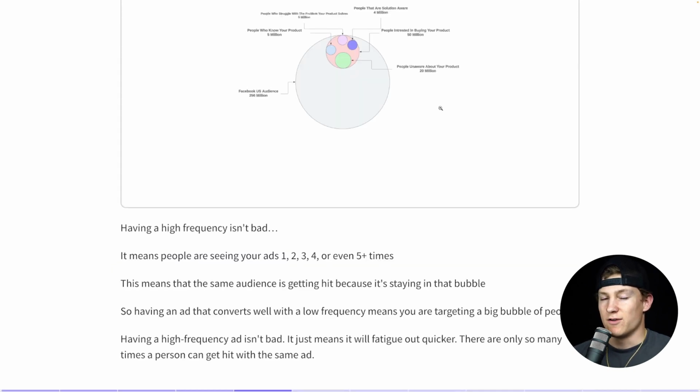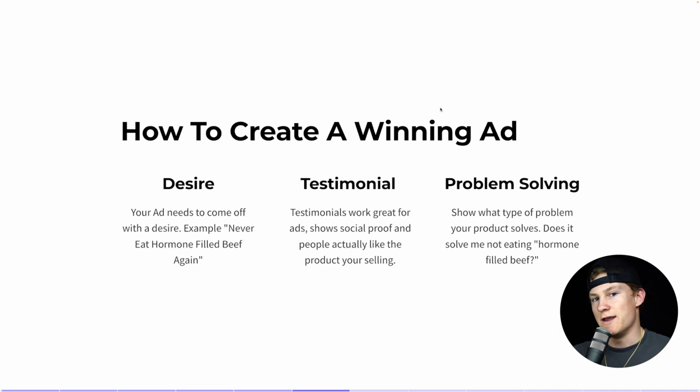So like we talked about, having a high frequency isn't actually a bad thing. It just means that people are seeing your ad more than once, causing it to fatigue out faster. So how do we create that winning ad now? Well, it's with desire, it's with a testimonial, or it's problem solving. And obviously there are other stages in between too, like unaware, solution aware, problem aware. These are all people that are in different stages of your product, where they may actually know your product, or maybe they don't even know your product at all. Or maybe they already know the solution to their problem and your product may be one of those solutions.